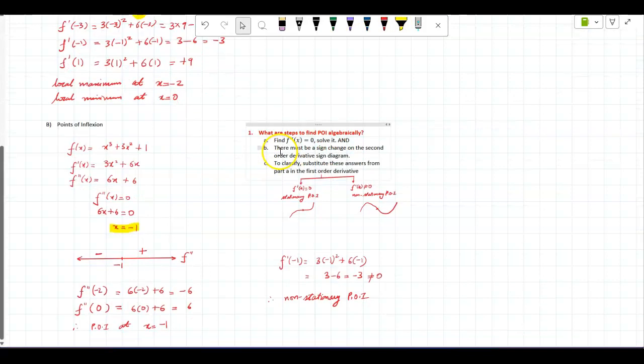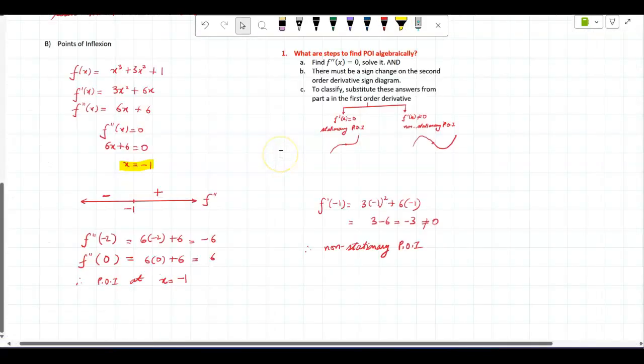Points of inflection, what do you do? You take the function, take the derivative, take the second order derivative, make it equal to 0, solve it, put that in a box or a number line, take a value before minus 1, and substitute in the second order derivative. It's negative, positive, there should be a sign change. So there's a confirmed point of inflection at x equals minus 1.